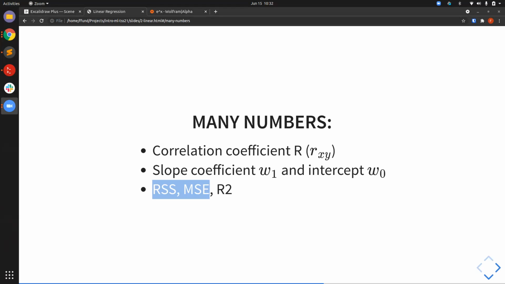So the RSS and the mean squared error do depend on the model. They're actually defined as the error of the model. And of course, they definitely tell us about how good the model is. The smaller these quantities are, the better the model is. What about R squared? Is R squared only dependent on the data, or does it also depend on the model?